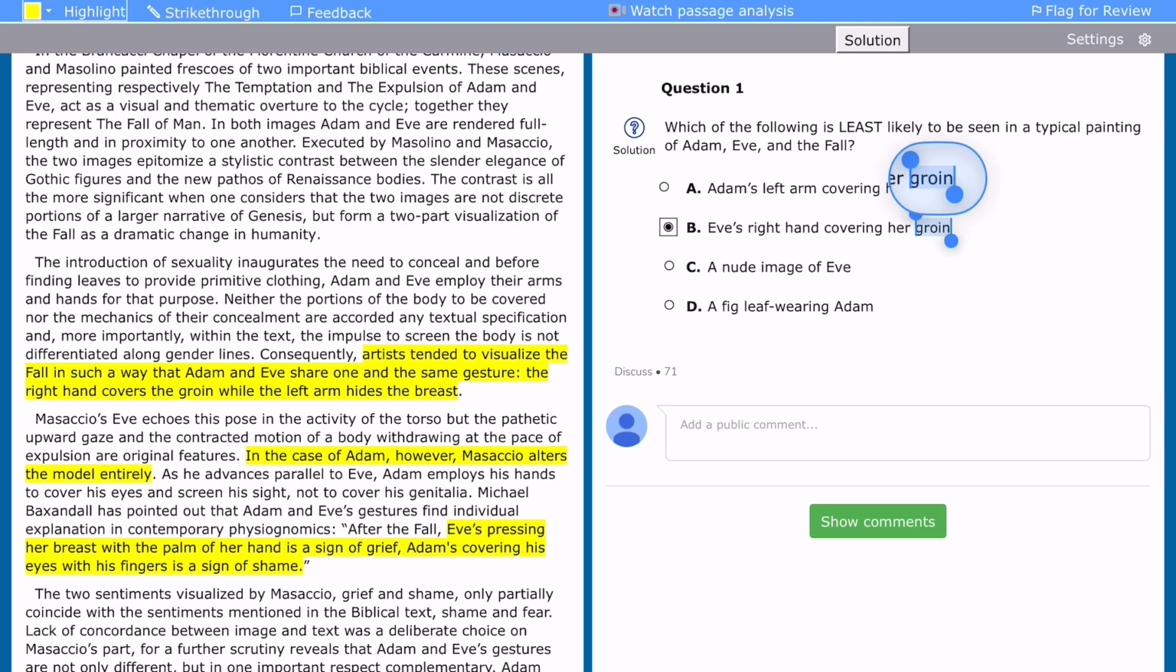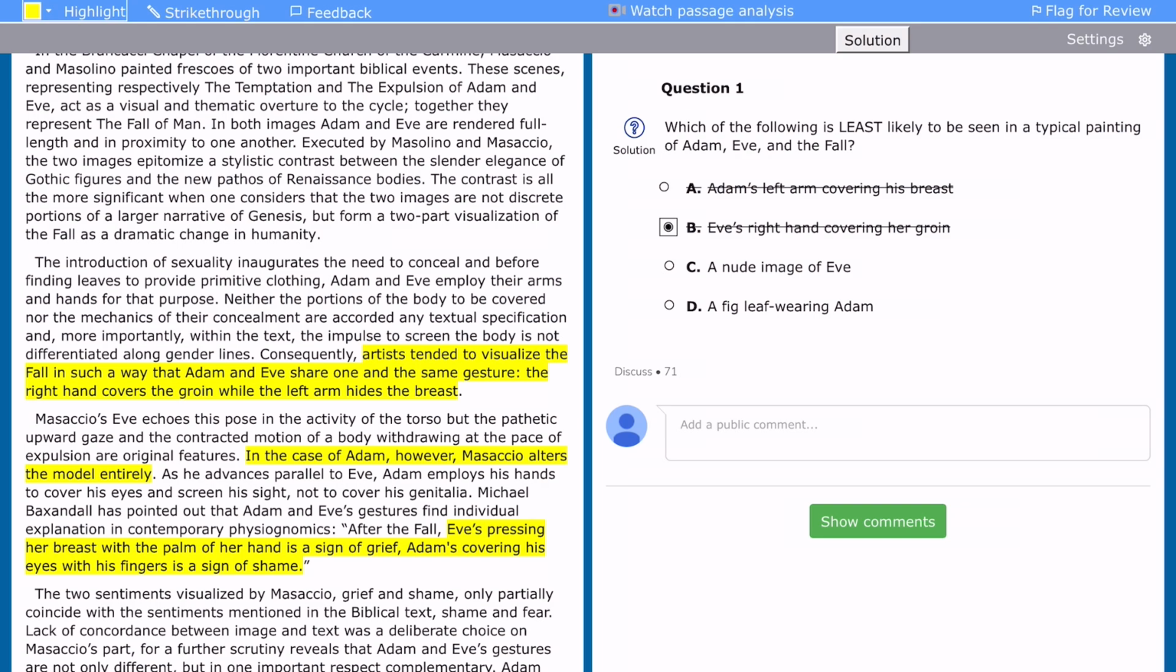B can be eliminated, as well as A, because in the earlier photos, they're both doing the same thing, left arm over the breast, right hand over the groin. Now we're left with a nude image of Eve or a fig leaf wearing Adam.